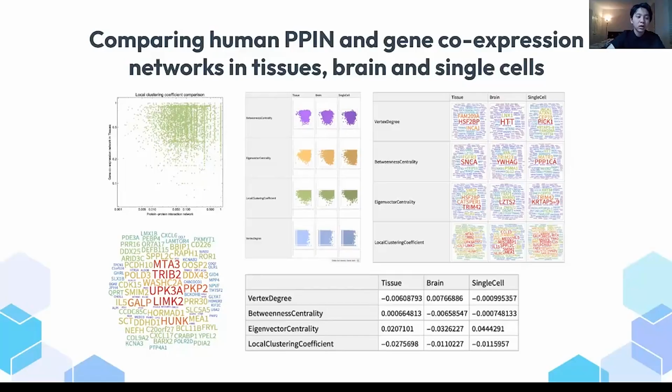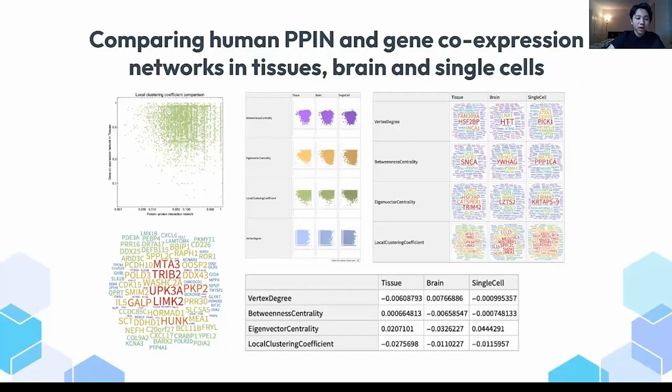For this section, we introduced 4 different centrality measures, including local clustering coefficient, betweenness centrality, vertex degree, and eigenvector centrality. All of these are ways to measure the importance of a node in a graph. Our main goal is to see if there's any correlation between the importance of a node in a PPIN and the importance of a node in a specific gene co-expression network.